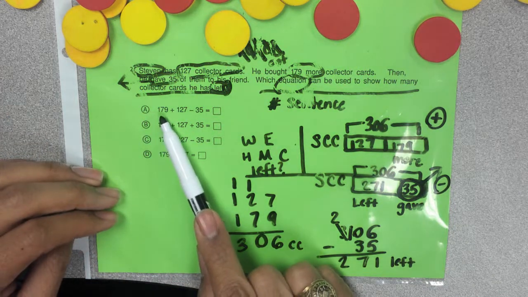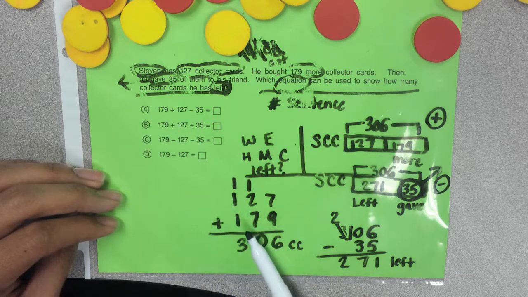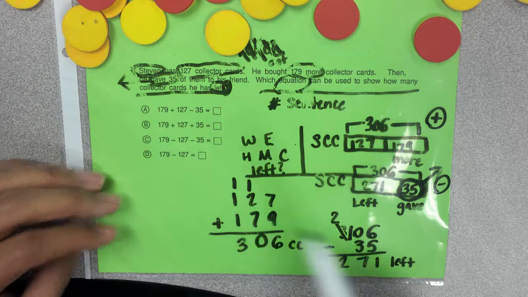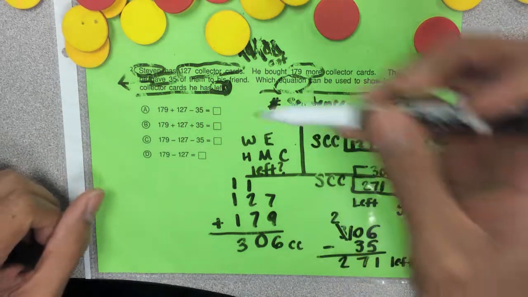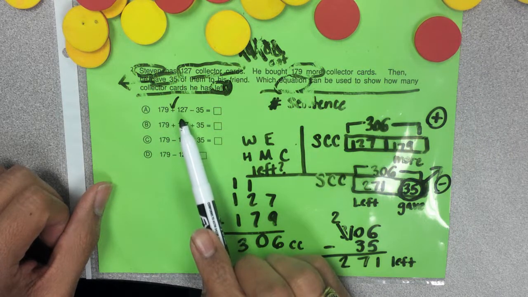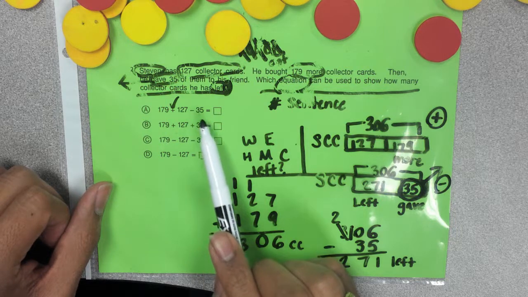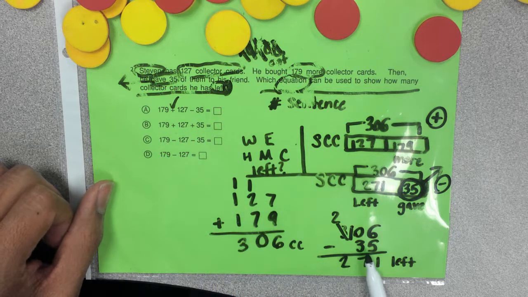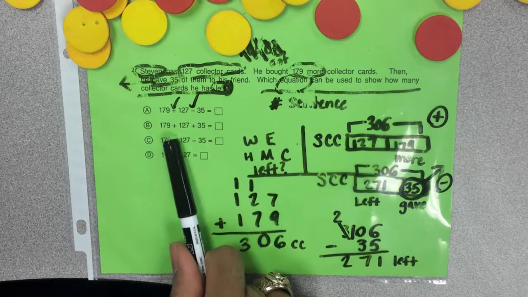A says 179 joined with 127. Did we join 179 and 127? Yes. It doesn't matter which one goes first. So I'm going to put a check mark right there. And then it says 127. Oh, and then after you do that, you have to take away 35. After we did that, did we take away 35? Well, yes, we did. So let's put a check mark over there. Okay, let's go to B.